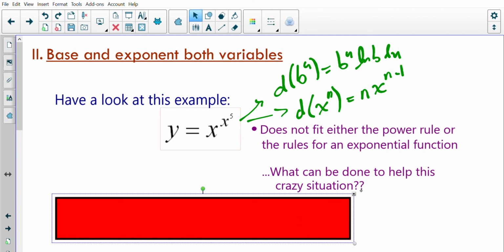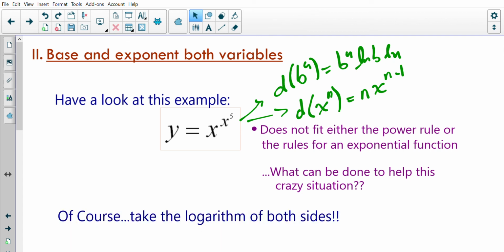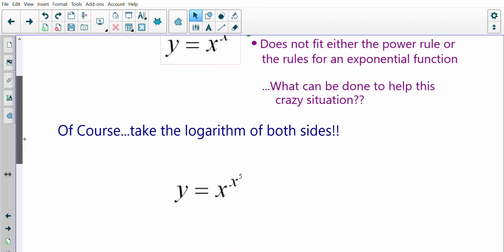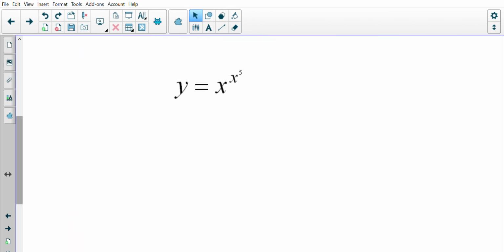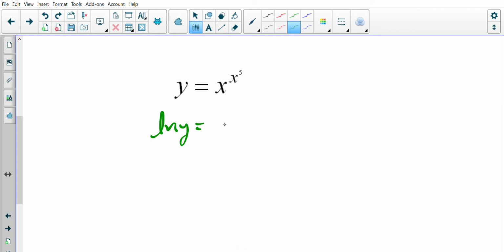So this one is not optional. You have to do it this way, or else you are not going to get the correct derivative. So let's take x to the x to the fifth. So I take the natural log of the left side, the natural log of the right side.